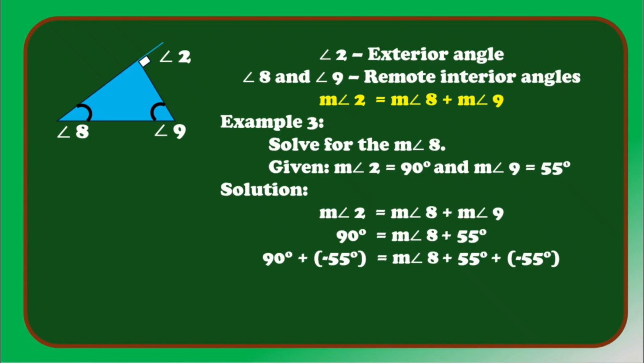Let's simplify it further. 90 degrees plus negative 55 degrees will be equal to 35 degrees. And of course, on the right side of the equation, the measurement of angle 8 will be retained and the sum between 55 degrees and its additive inverse will be equal to 0. To make it short, the answer will be 35 degrees. That is the measurement of angle 8.